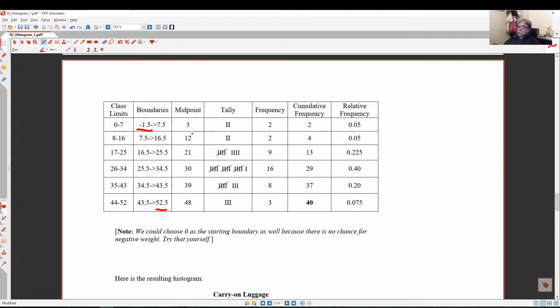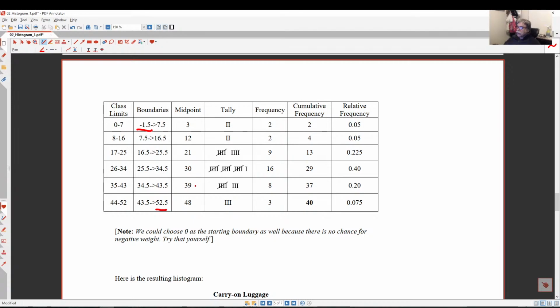Okay, so you average these two numbers to get 3. If you get a different sample, it's going to be something else. You average these two to get 12. You average these two to get 21. Again, making an average is easy. You just add two numbers, divide by 2, you get 21. You average these two, you get 30.